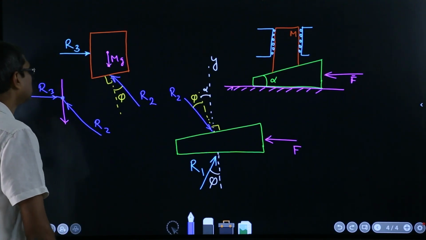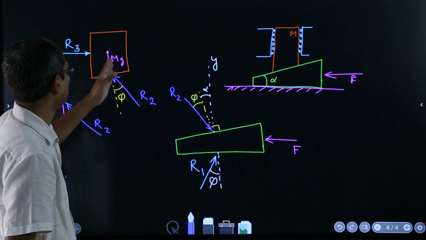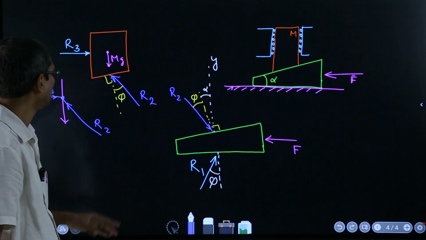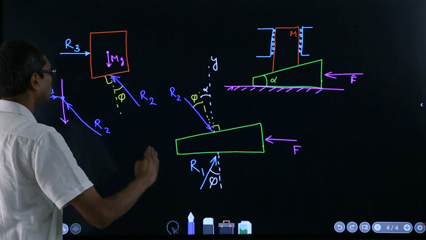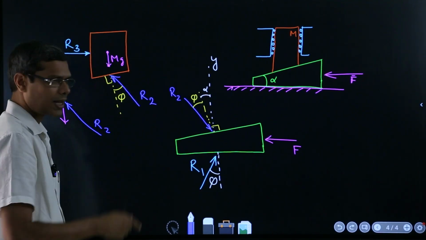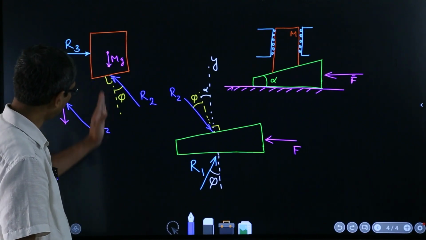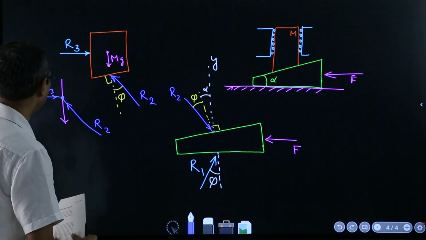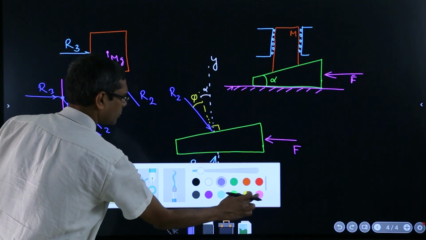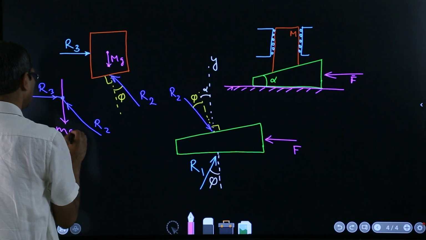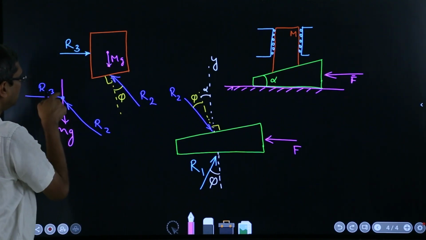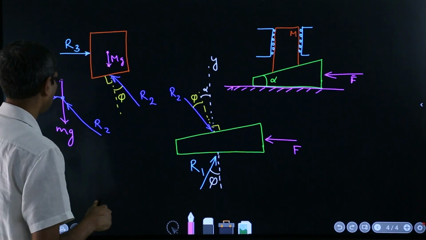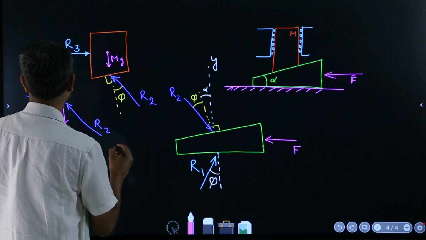And for sure the mg has to pass through the center of mass. So that means both these forces also have to pass through a line passing through the center of mass, because this is mg, and R2 and R3. And then if we draw them tail to tip, then how should it happen?